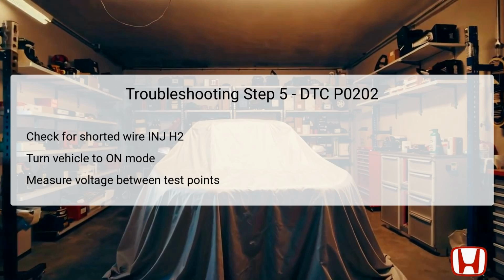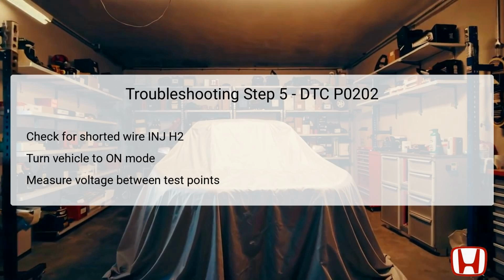In troubleshooting step 5, the focus drills down to assessing the INJ-H2 line for any potential short circuits. Begin the process by disconnecting the number 2 injector's 2P connector to isolate the circuit for testing. Next, turn the ignition to the on position, ensuring the electrical system is energized for voltage measurement. Utilizing a multimeter, measure the voltage between the PCM connector number 1 terminal number 20 and the body ground.